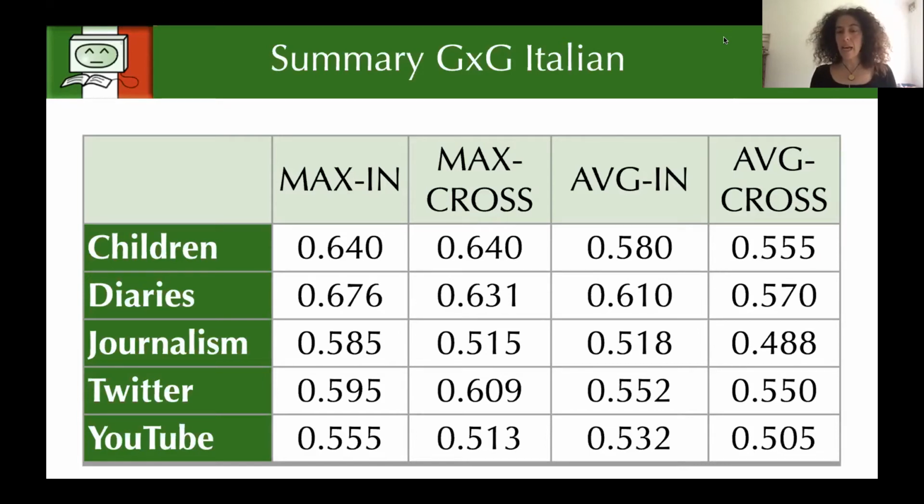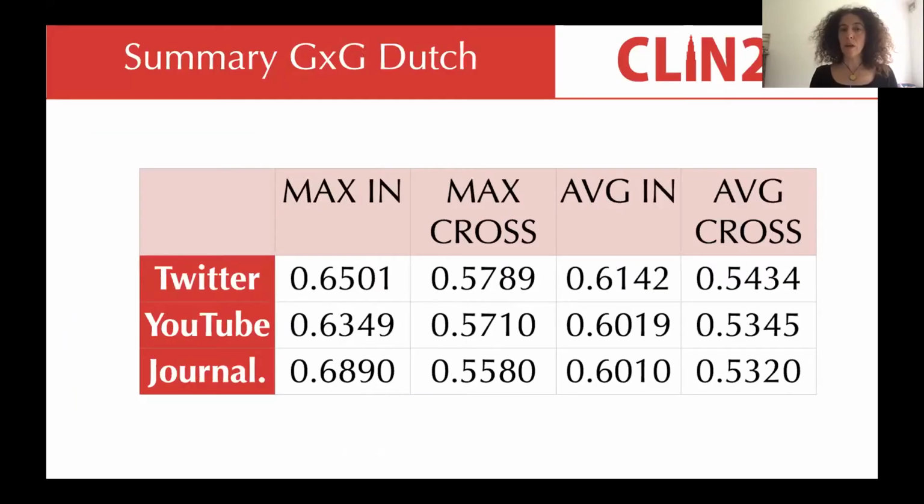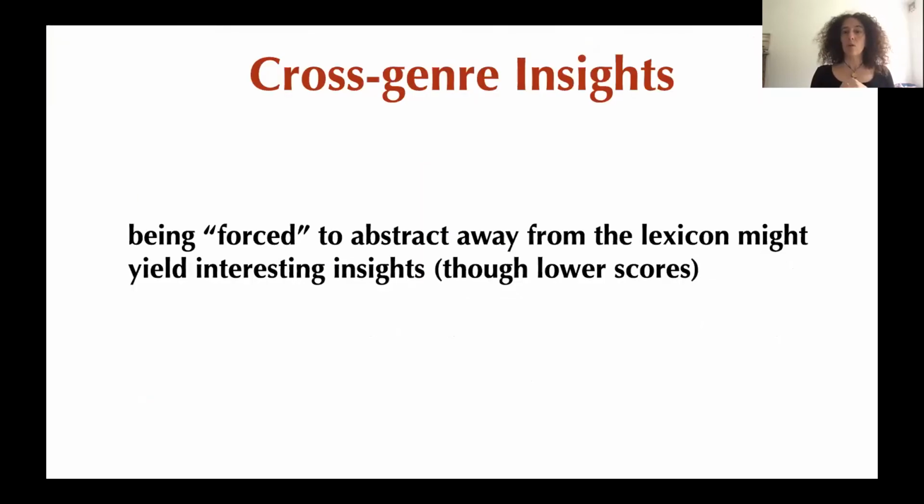Yeah? And the same actually happens for Dutch. So the in results are not as high as the 80s that we've seen before, but in any case, the average cross are all lower.